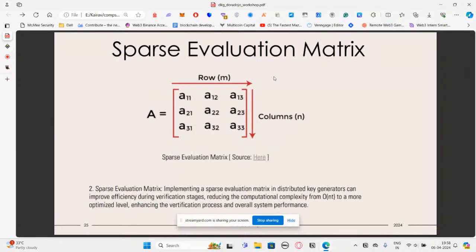Sparse evaluation metrics. For people who are well versed with mathematical concepts and people who would like to read research papers, I have attached them in the references. I'm going to show one research paper. Basically, it's by people at the University of California, Berkeley, where they have reduced the computational complexity from big O of n to a more optimized level. Basically, they have reduced it to log cube n, which enhances the verification process and overall system performance, which was a key limitation, and we are solving it through such measures.